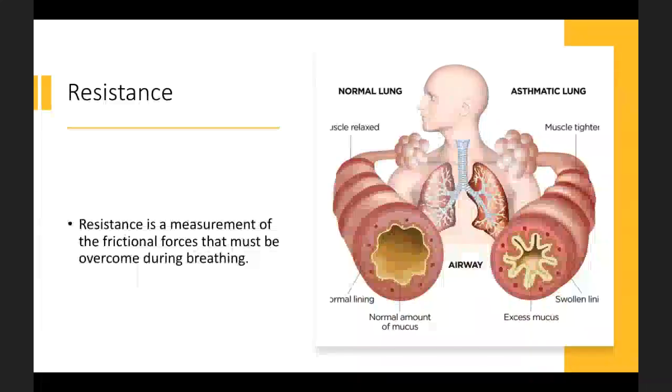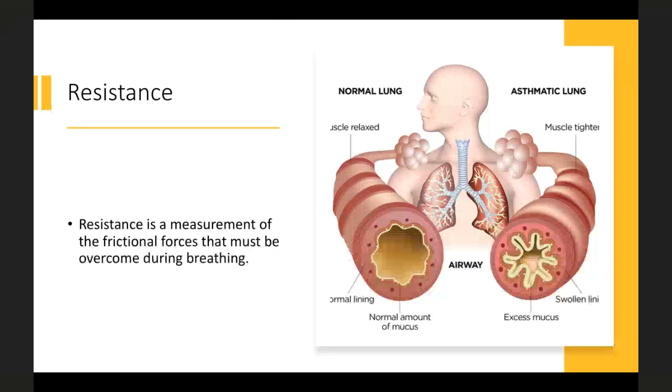Next property is resistance. These words all look the same, but the meaning is different for each. It is the measurement of the frictional forces that must be overcome during breathing. To reach the respiratory unit, the air has to reach all the way down to the sinus. So in the tracheobronchial tree, the lumen size, the resistance offered by the mucus and the smooth muscles, everything will have to be overcome.